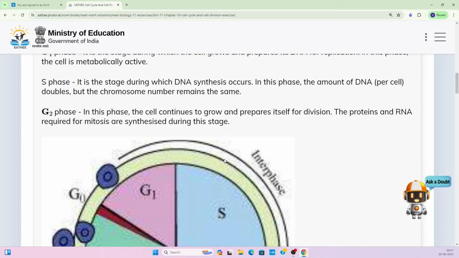So the cell now has to enter into the M phase, whether it could be the mitosis phase or the meiosis phase, right? For mitosis and meiosis also, they require certain proteins, certain enzymes. So in the G2 phase, the cell continues to grow and prepare itself for the division. What is the preparation here? The preparation is to synthesize those enzymes and proteins, right? So the proteins and RNA required for the mitosis are synthesized during this particular stage, right?